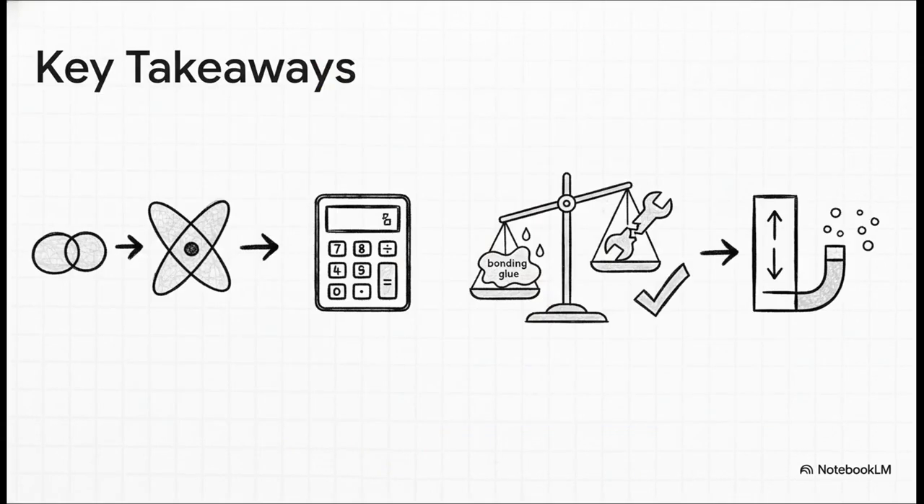So let's just quickly recap the big ideas here. Atomic orbitals combine to form molecular orbitals. We can figure out if a molecule is stable and what kind of bond it has using that simple bond order formula. And the crucial takeaway for today, if you see unpaired electrons, you're looking at paramagnetism.